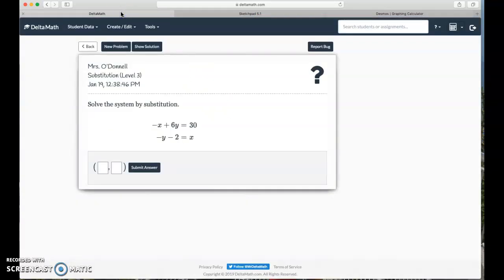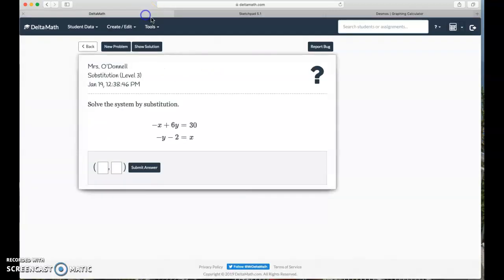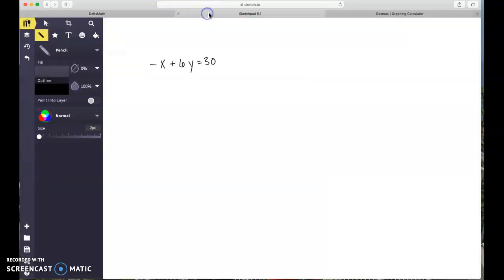Let's see here. We had -x plus 6y equals 30. And our second equation was -y minus 2 equals x. So I know that this whole part, this -y minus 2, is what I'm going to plug in for x in my first equation, right? So in my first equation, I'm going to first remove the x. Right? I have to remove it before I can plug anything into it.